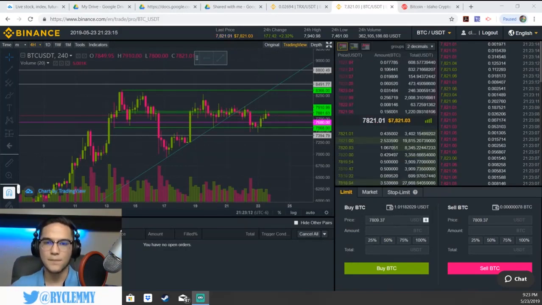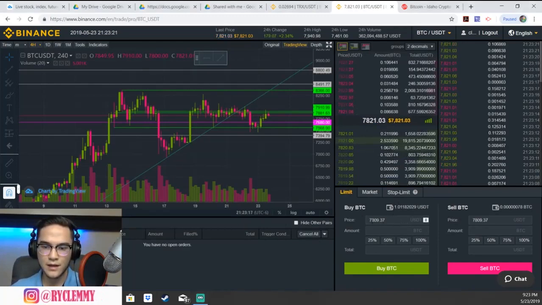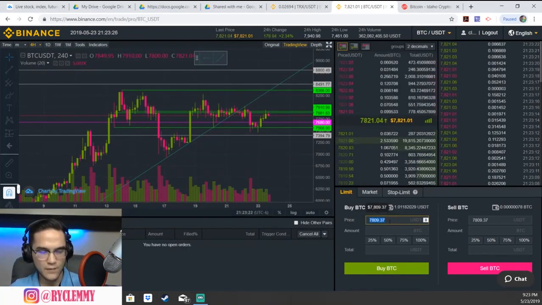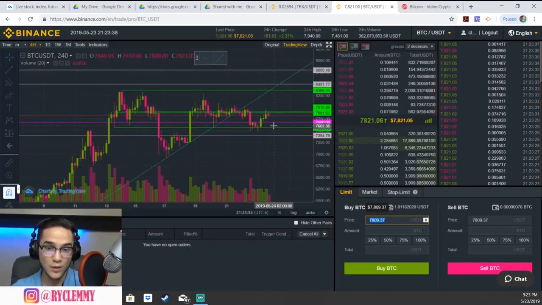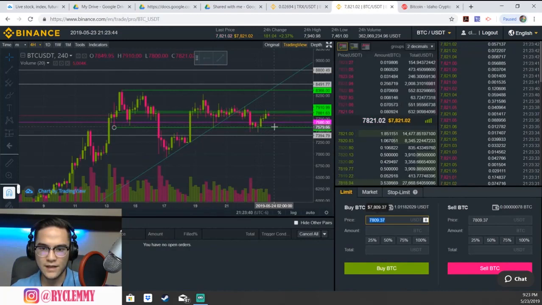So for example, a limit order basically is just saying whatever price you put in here. Let's say you were going to buy Bitcoin. Right now you can see that the current market price is $7,821, and we're sitting right about here. But let's say you wanted to buy Bitcoin at a lower price. You think that Bitcoin might come back down to this region, which is around 7,600.